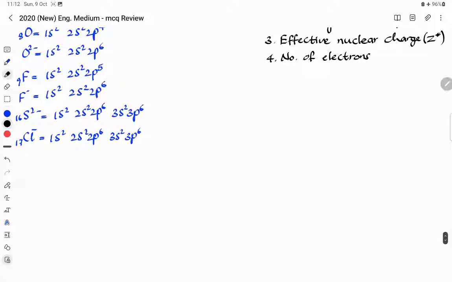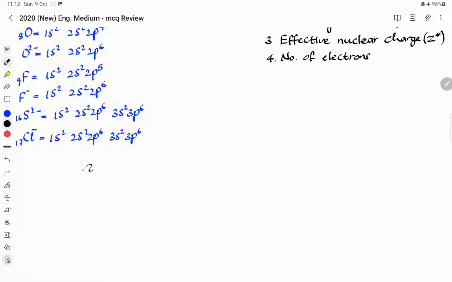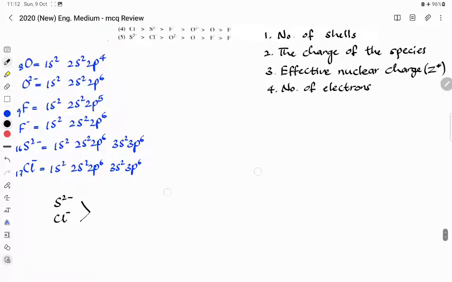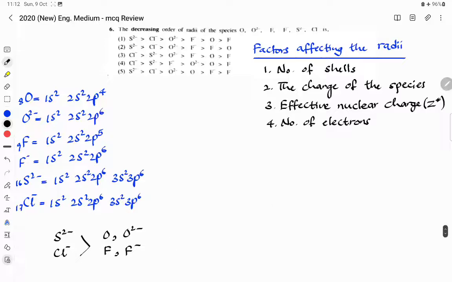So we can categorize them like this. Sulfide and chloride, they have the highest radii. The others have the lower radii. Oxygen, O2 minus, F minus. Right. Now from sulfide and chloride, to find the radii order, we have to go for the next point, the charge of the species.